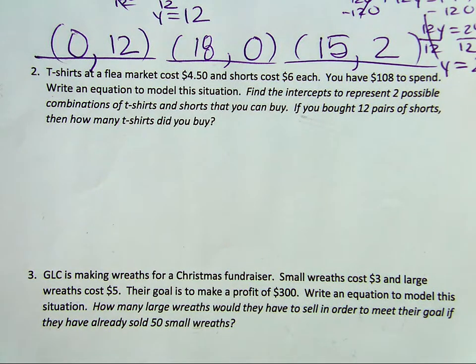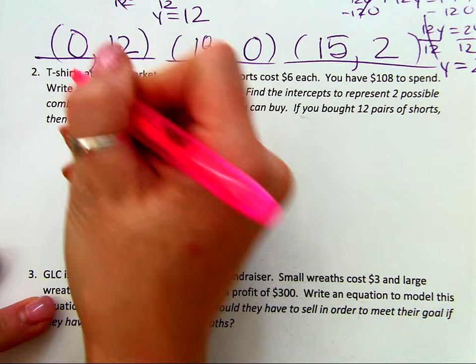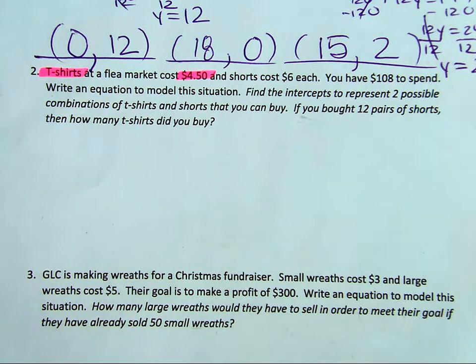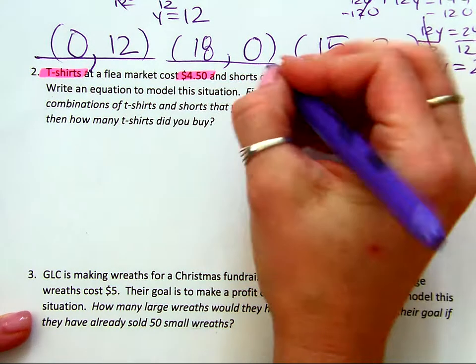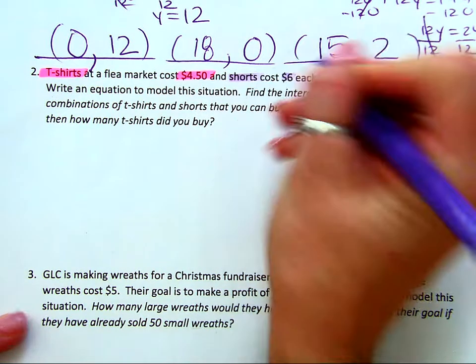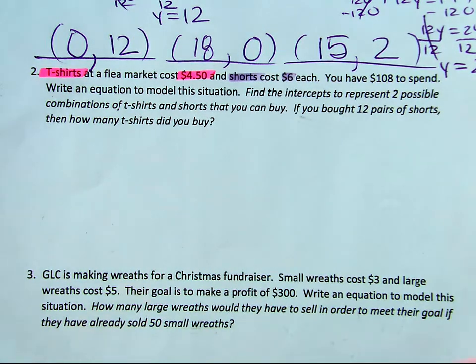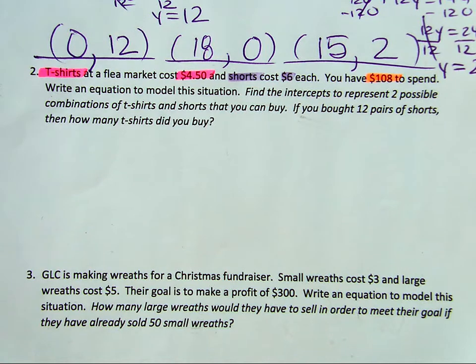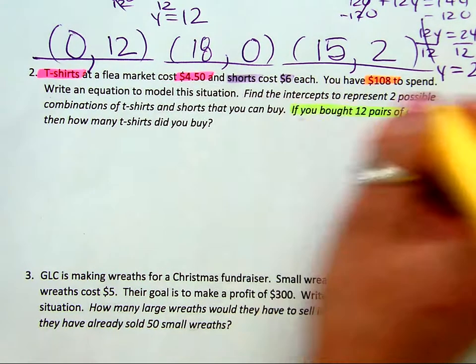There's a really good flea market. I have been saving my money to go to this flea market because they have good clothes there. And I have $108 to spend. So I can either buy T-shirts for $4.50. See how the first thing you do is identify it? Or shorts for $6. I have a total of $108 to spend. That's my equals. And then the question I want to know is, if I got 12 pairs of shorts, how many shirts did I buy?